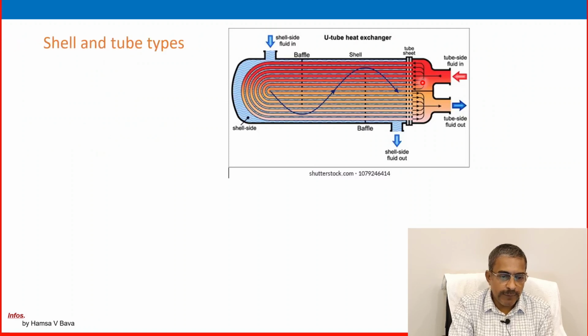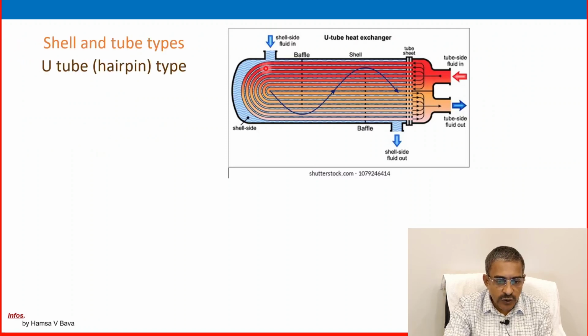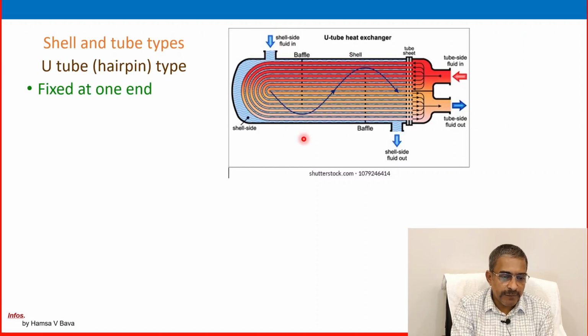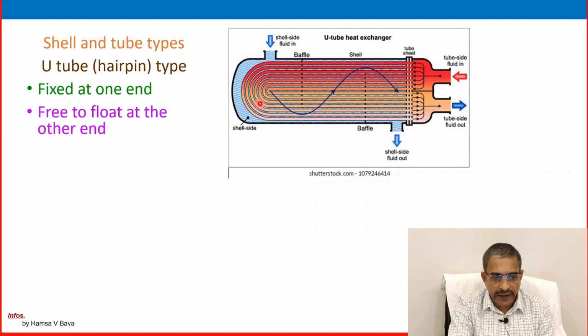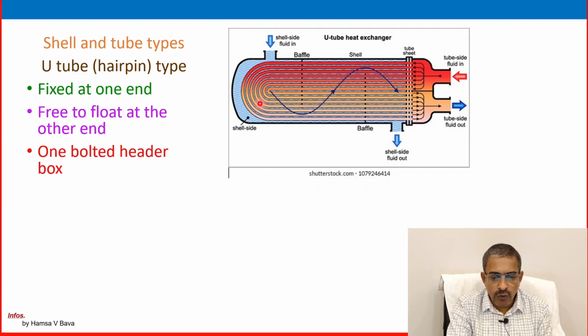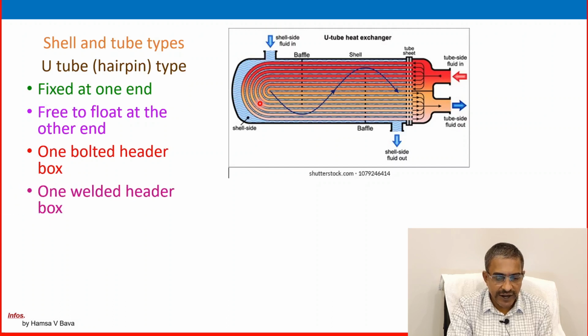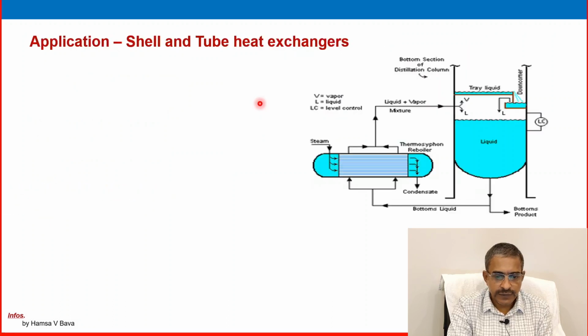Another one is a U-type one. See, it is here, U-type, shell and tube heat exchanger. U-type, hairpin type, fixed at one end. One end will be fixed and the other end is free to expand or float, for thermal expansion and contraction. One bolted header box and one welded header box, both are there.